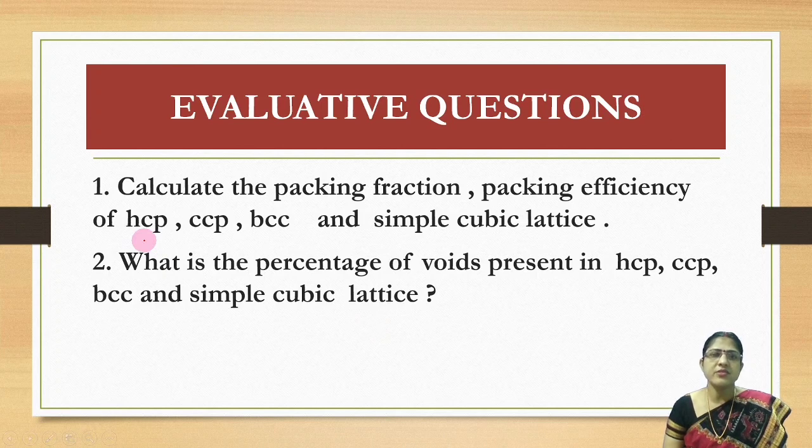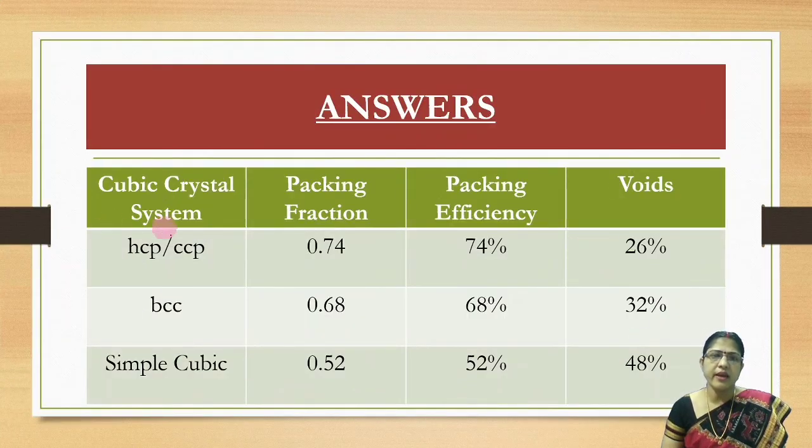Now let us discuss some evaluative questions. Question number 1: calculate the packing fraction and packing efficiency in case of HCP, CCP, BCC and simple cubic lattice. So dear students, everything we have discussed, you can write this answer on your own, and also the percentage of voids in different types of cubic lattice. Everything we have already discussed, so you can note it down.